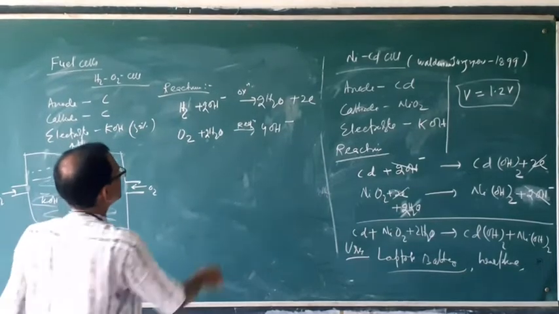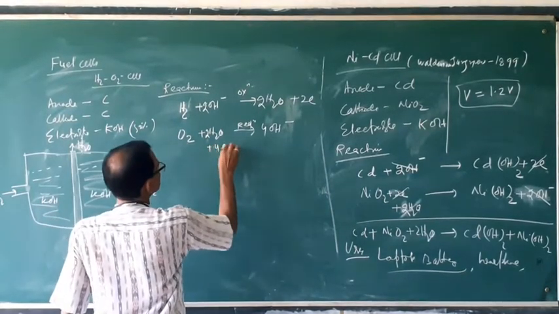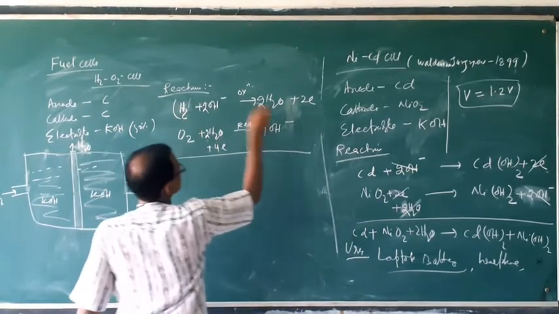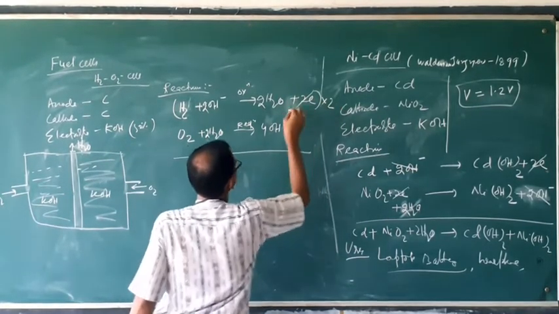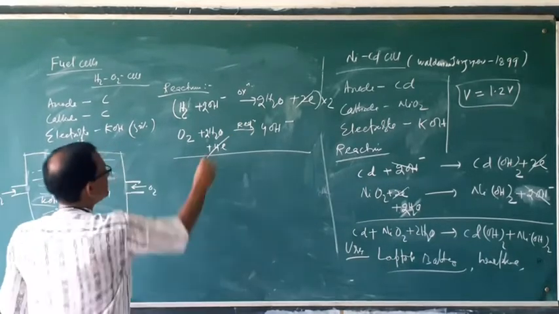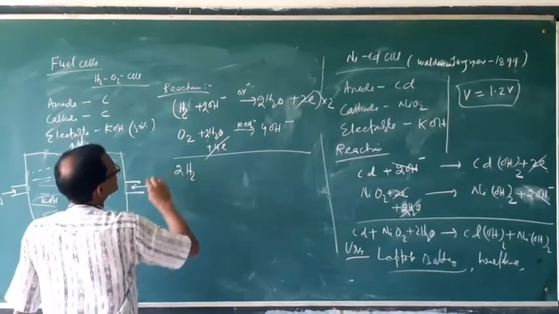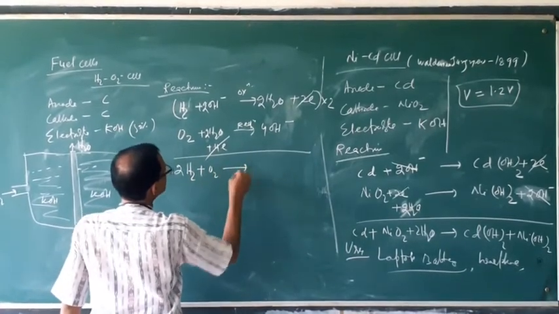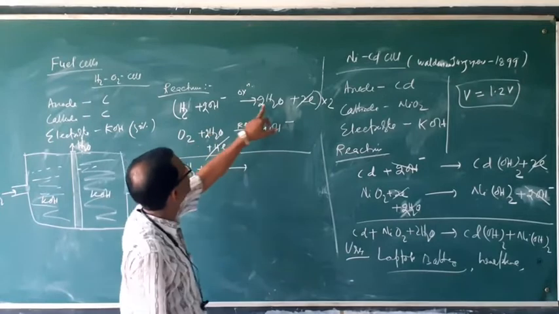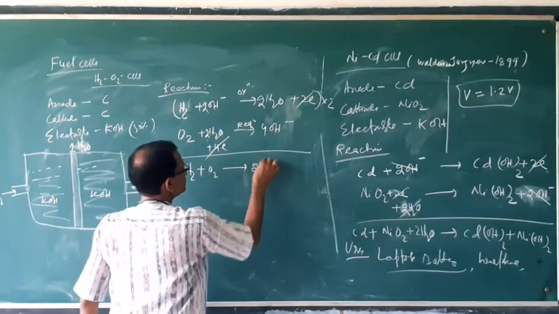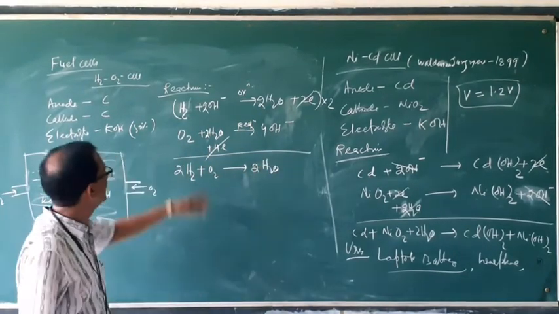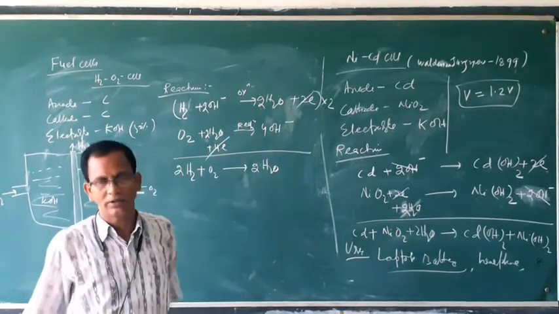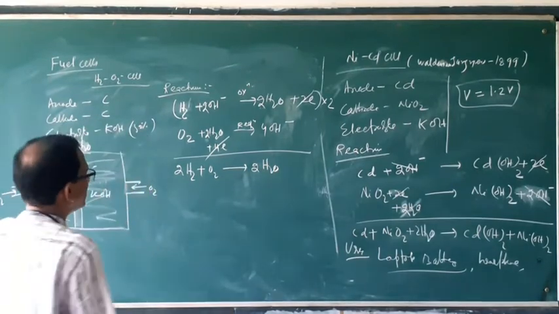And how many electrons? Here 4 electrons, because on the right side there are 4 electrons, and on the left side too. Now this equation is multiplied by 2, so the 4 electrons cancel and we add, so 2H2 plus O2 changes to 2 water here and 4 water there, and the product is 2 water. This is the final reaction.